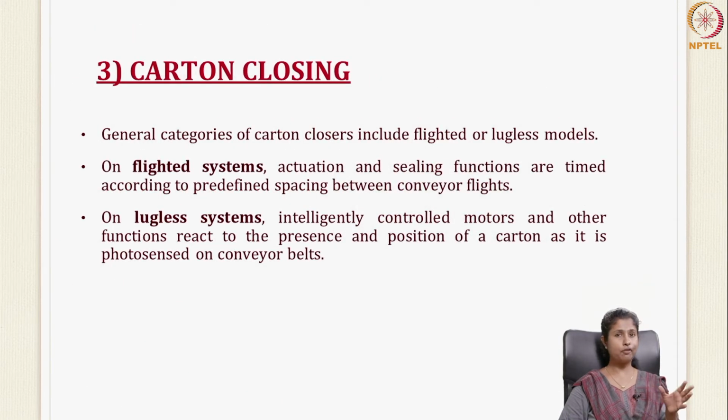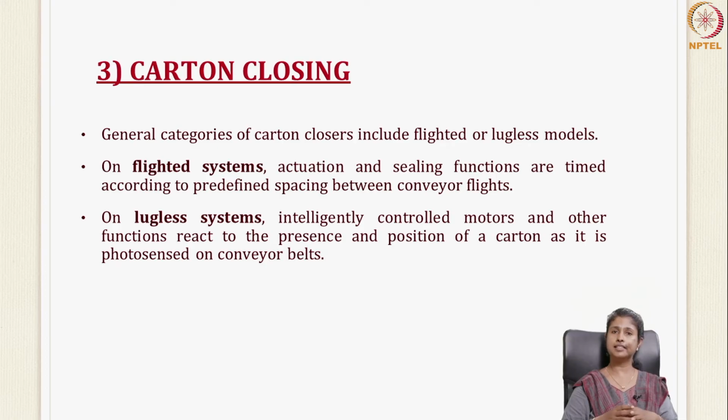Now once it is formed, conveyed, and filled with the products, the next step is closing. General categories of carton closers include flighted and lugless models. Two models in this closing. In the flighted system, the actuation and the sealing function are timed. There is a predefined space between two different loads. So in that particular time, once the time is gone, the next carton comes in and then it is sealed, the next one comes in. It's all based on the time.